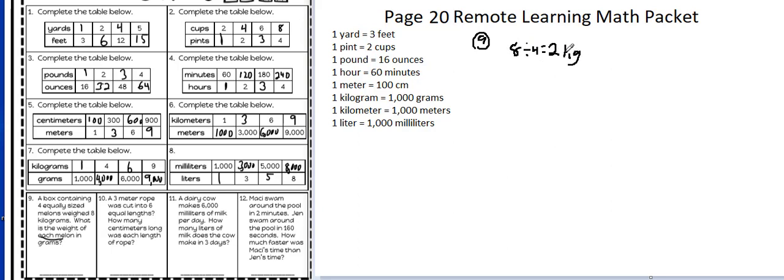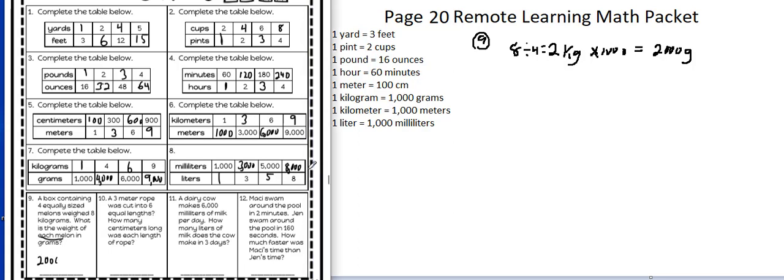Okay, so each one weighed 2 kilograms, and now I need to figure out how many grams that weighed. So there's 1,000 grams. Okay, so I'm going to multiply it by 1,000, because each kilogram has 1,000 grams. So 2 times 1,000 equals 2,000 grams. All right, so what is the weight of each melon in grams? It would be 2,000 grams.